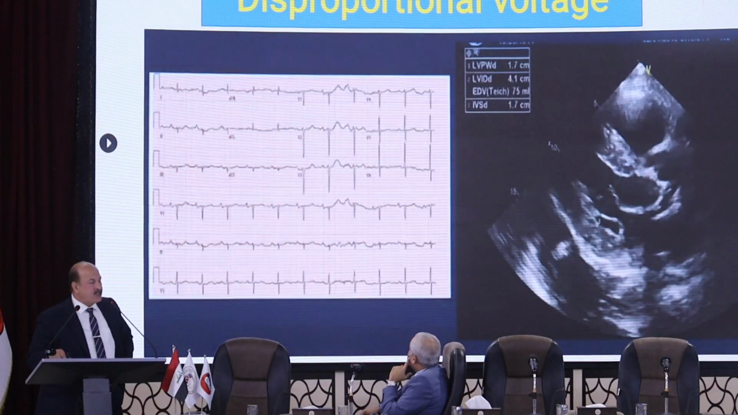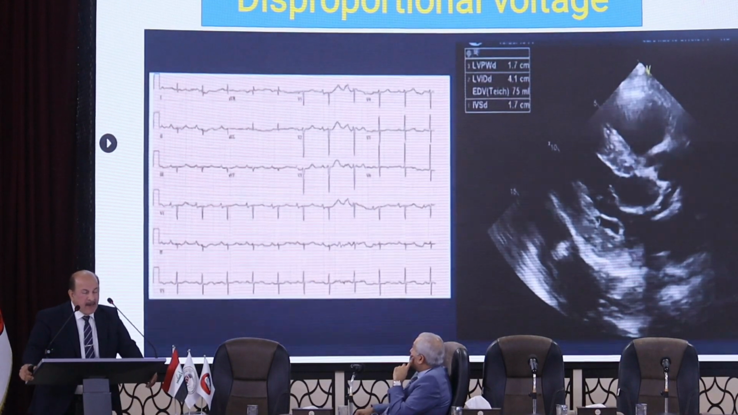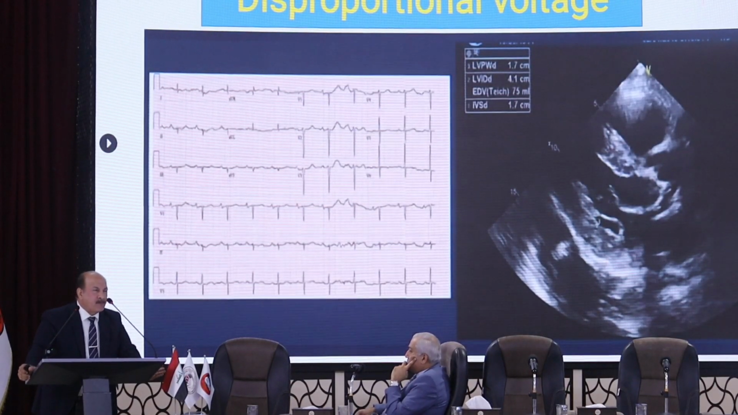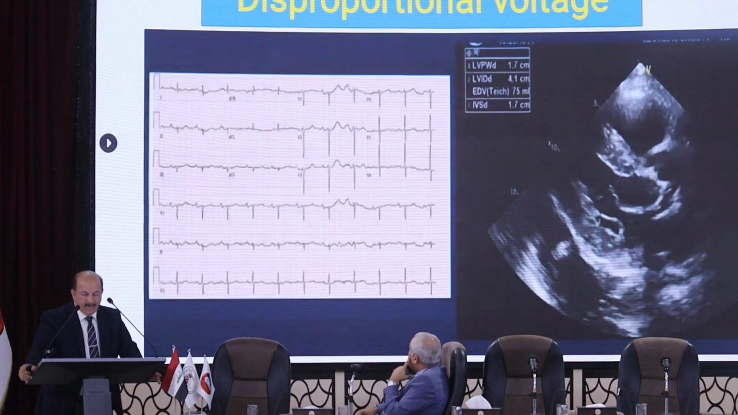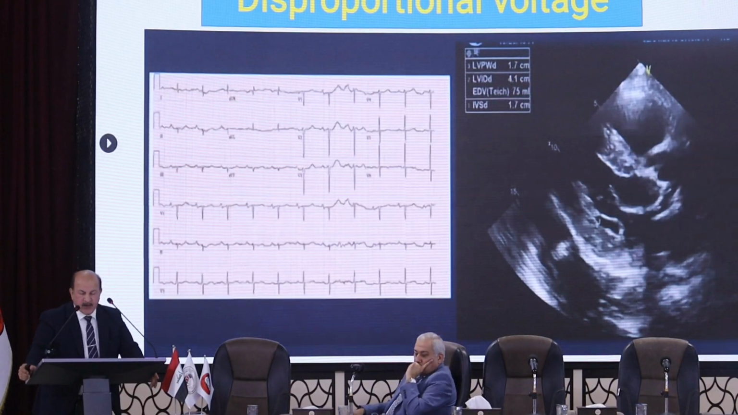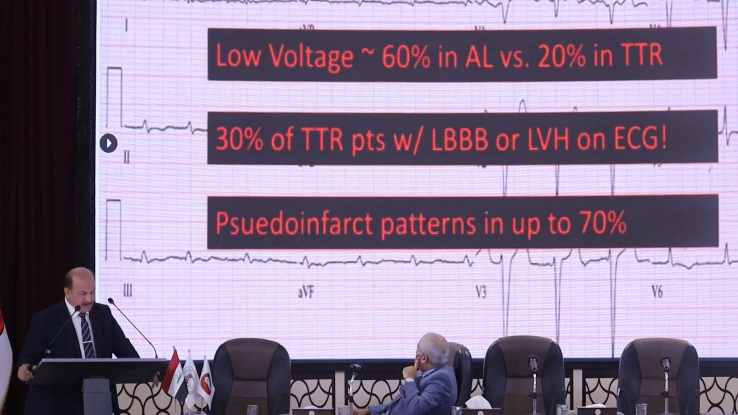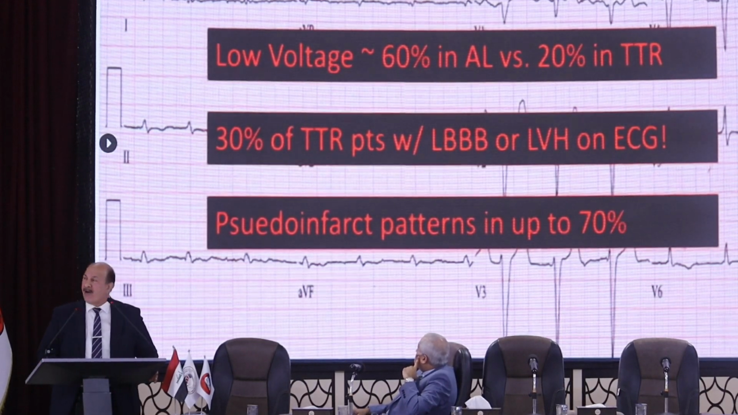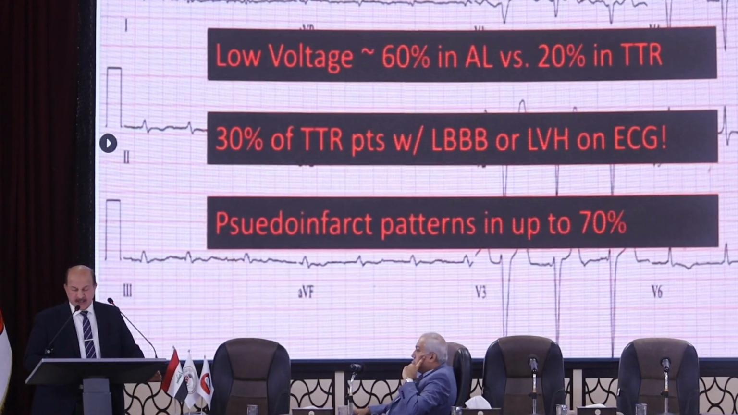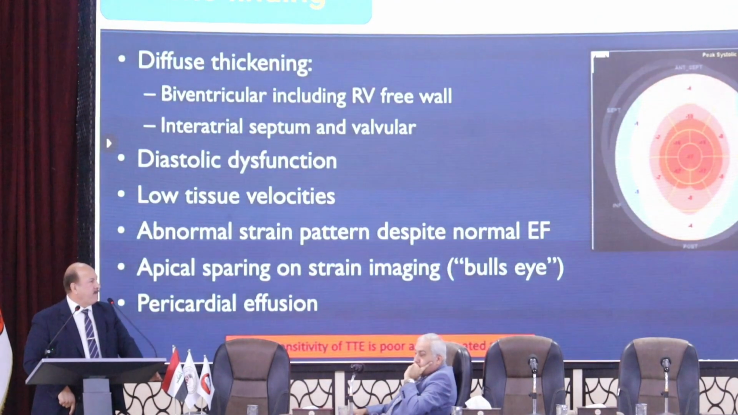If you look at the ECG, we found this ECG, there's hypertrophy by echocardiogram, but the ECG doesn't show any evidence of hypertrophy. So there is a disproportion between the QRS complex voltage and the thickness of the wall detected by echocardiography. You may see a bundle branch block, and sometimes you have pseudo-infarction as possible ECG changes in patients with cardiac amyloidosis. Echo is very helpful for diagnosis.